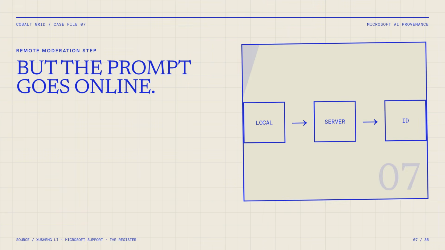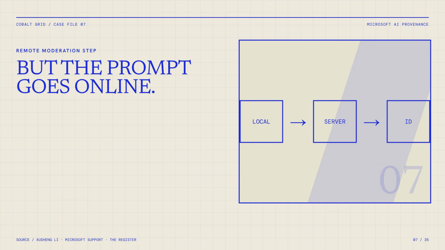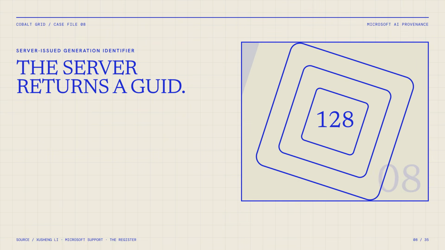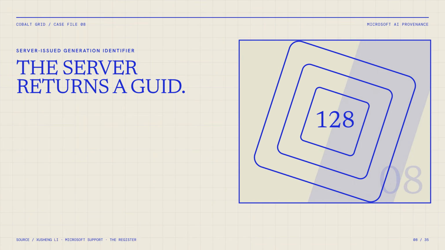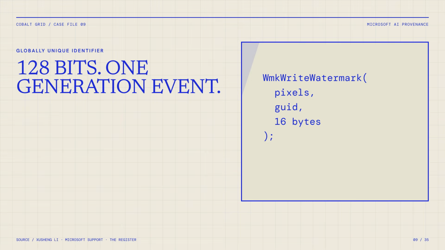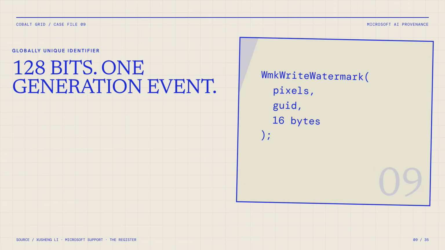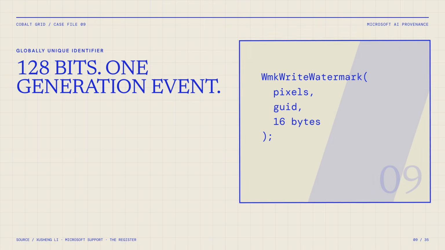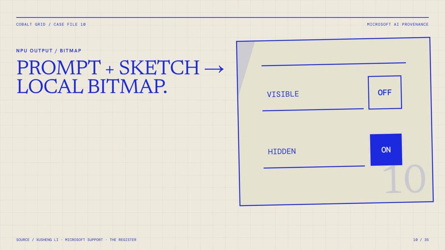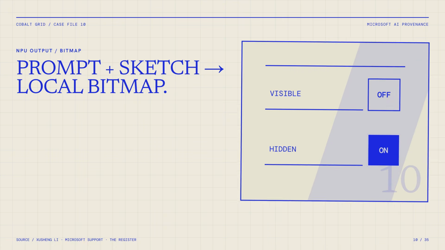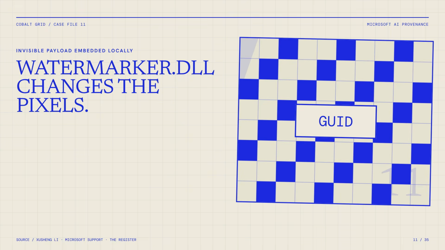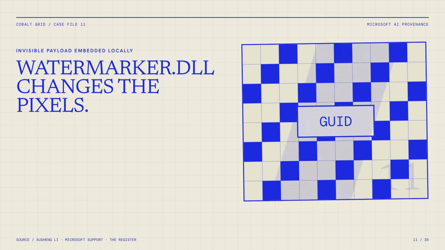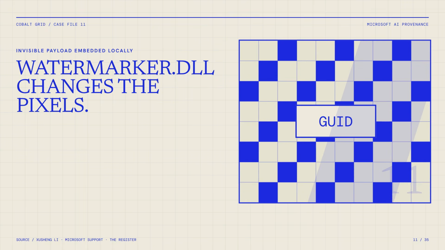Before generation, the text prompt still travels to a Microsoft service for moderation. According to the reverse engineering, that service sends back a revised prompt and a server-issued generation identifier, formatted as a GUID. A GUID is a 128-bit identifier. It can distinguish one generated item or event from another without describing its contents. Paint then combines the revised prompt with your sketch, runs the image model locally, and produces a new bitmap on the NPU. At this point, a component called Watermarker.dll modifies the locally generated pixels and embeds the server-issued identifier invisibly.